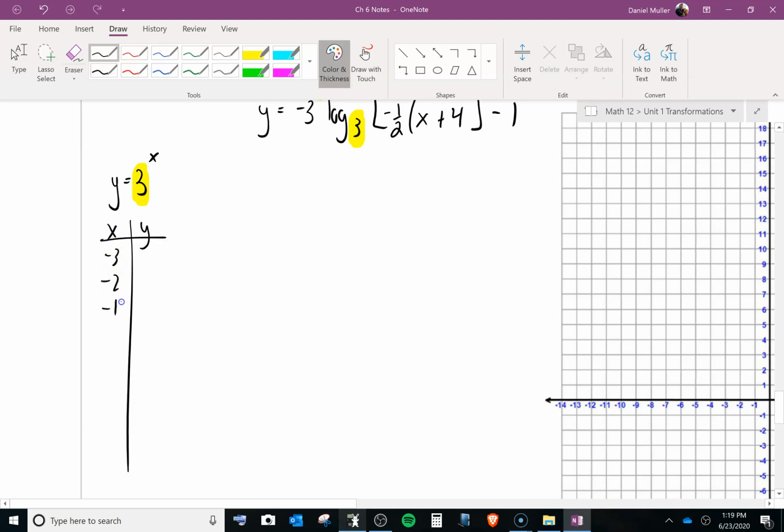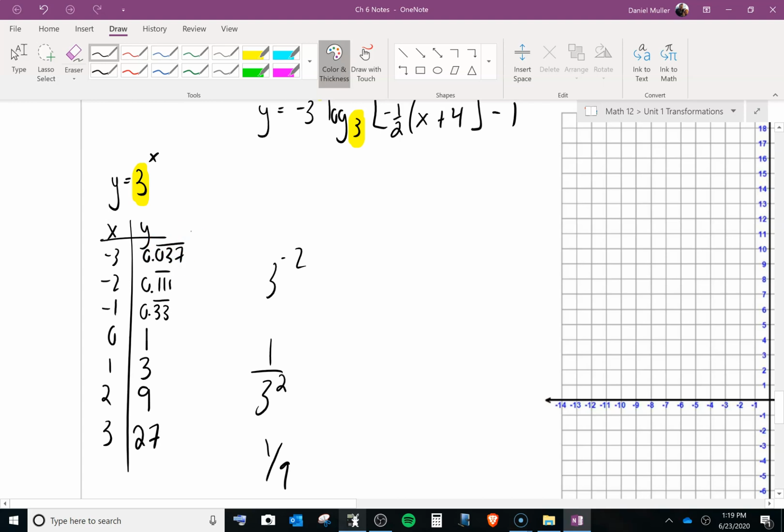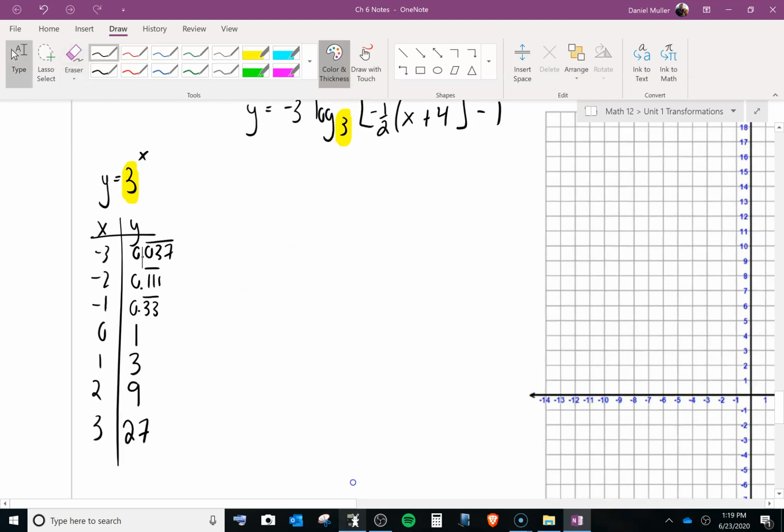-3, -2, -1, 0, 1, 2, and 3. And then you can put this 3 into here. So 3 cubed, we've done this before, is 27. 3 squared is 9. 3 to the power of 1 is 3. 3 to the 0 is 1. And then you get 1/3, which was 0.333. And then 3 to the -2 is the same thing as 1 over 3 to the 2, which is 1/9, so it's 0.111. And this is 0.037 repeated. In a couple videos ago we did do that, so keep that in mind. If you didn't catch that, you can watch that video.